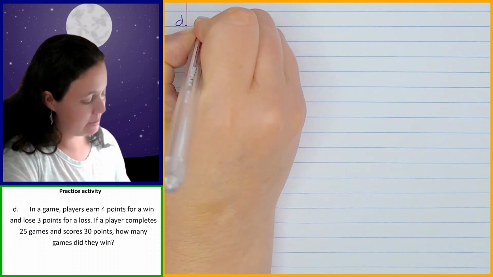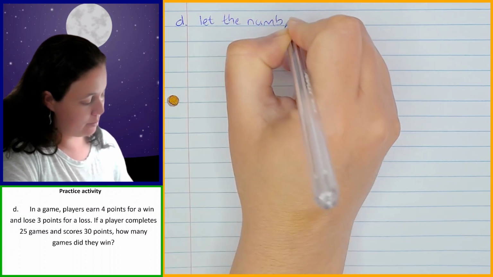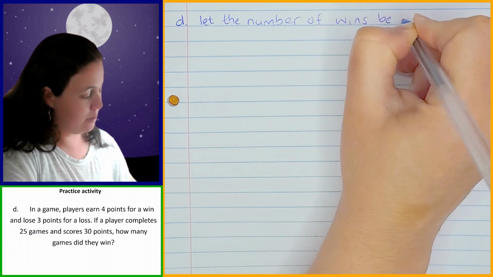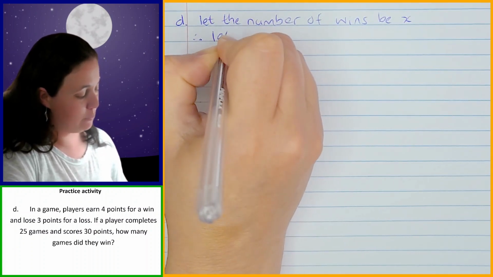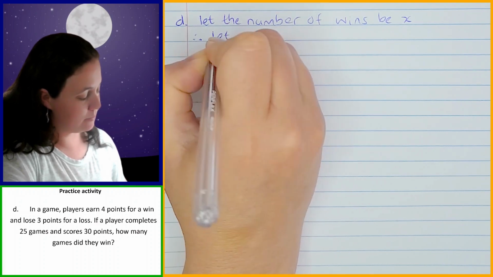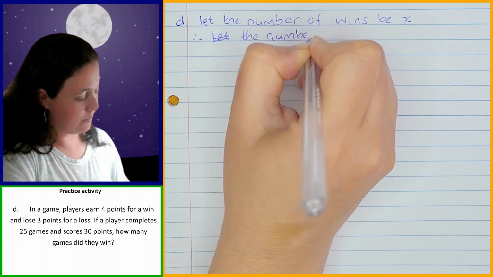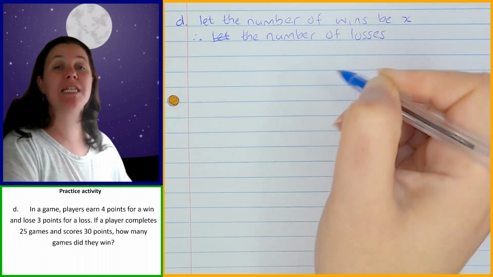Okay, so let the number of wins be x, and that means that the number of losses, the number of games that they lost, is all the rest of the games.